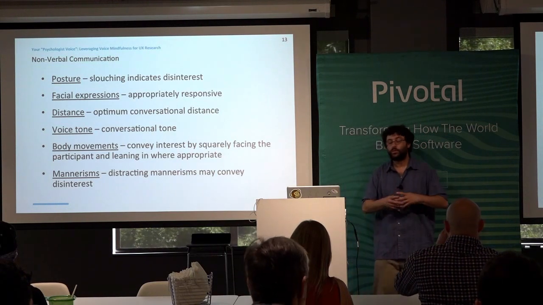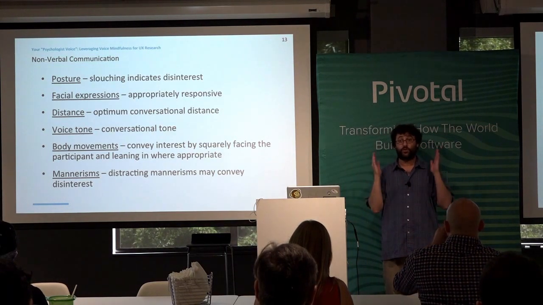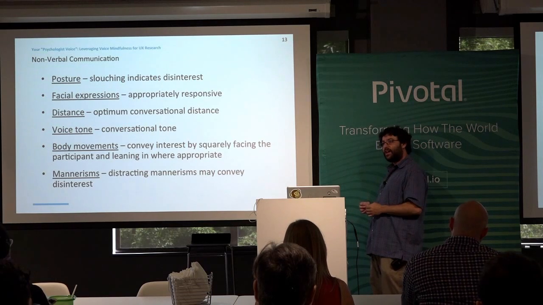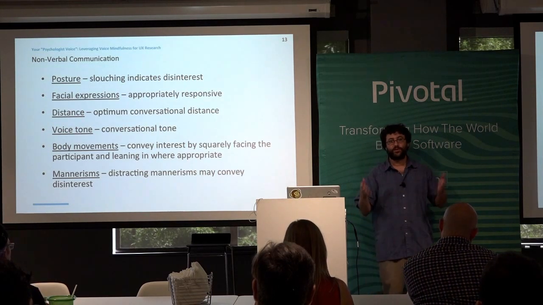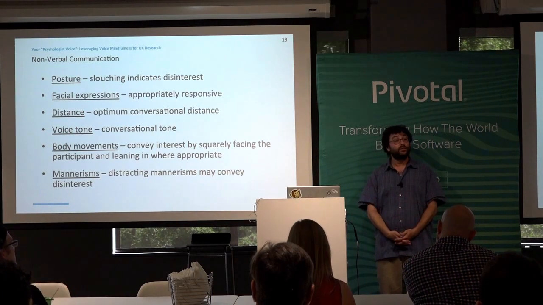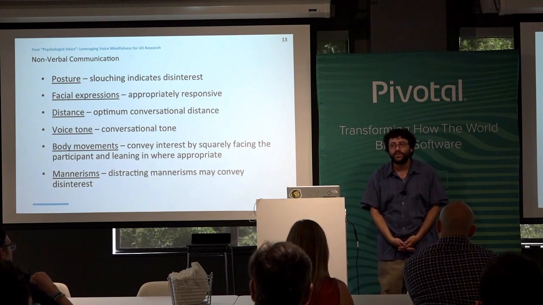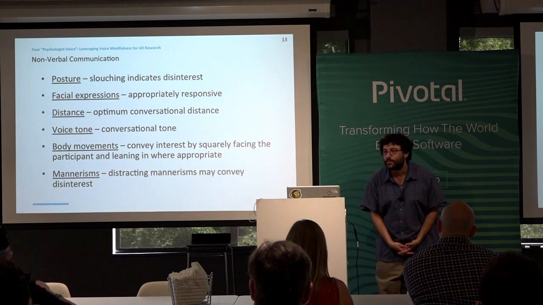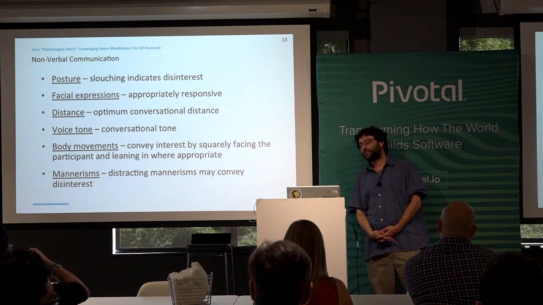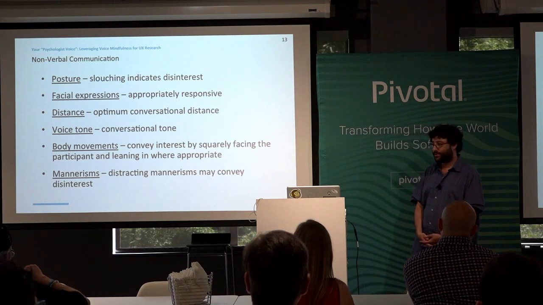Body movements, so facing the participant squarely. Don't turn off to the side. Again, that's showing disinterest. We want to face them squarely, and lean in where appropriate. Oh, they're saying something interesting. Or they're not saying something interesting, but we want them to keep talking. So keep mindful of your body movements.